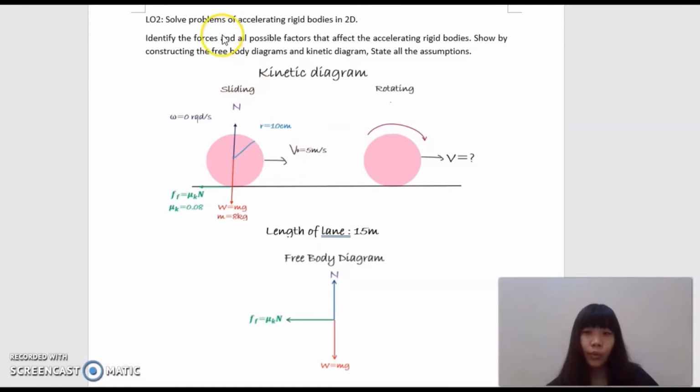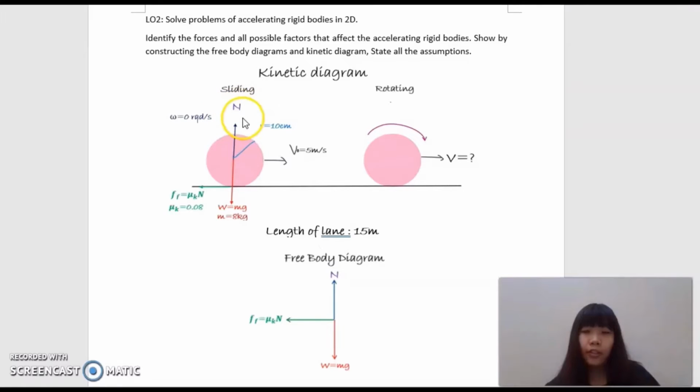Hi, my name is Ooi Hui Luan, and my metric number is U2003946. Now I'll be explaining LO2, which is to solve problems of accelerating rigid bodies in 2D. First of all, I need to identify the forces and all the possible factors that affect the accelerating rigid bodies, and show them by constructing the free body diagram and kinetic diagram. And lastly, I need to state all the assumptions.